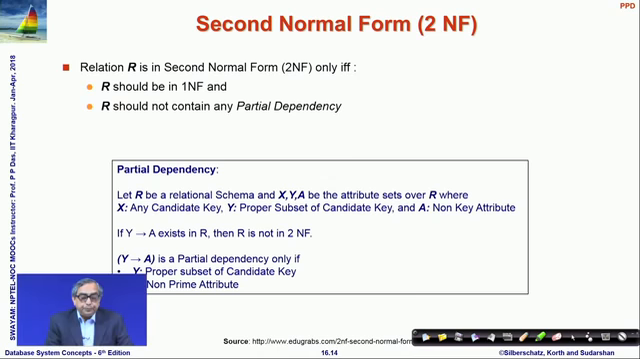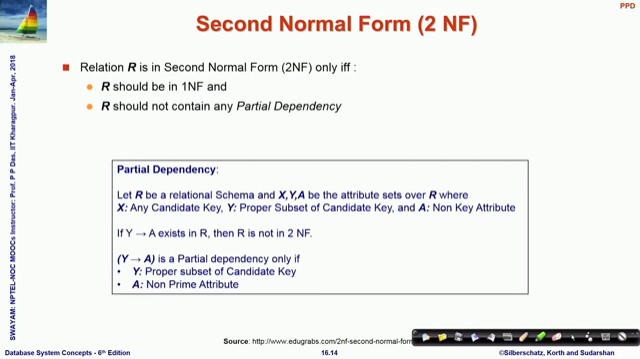Moving on, the second normal form. A relation is in second normal form if it is in first normal form and it does not have any partial dependency. So, what is a partial dependency? I have given the definition here. Partial dependency: Y determining A holds in the set of functional dependencies, where Y is a proper subset of a candidate key and A is a non-prime attribute.